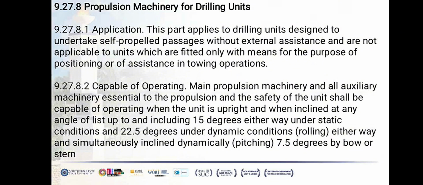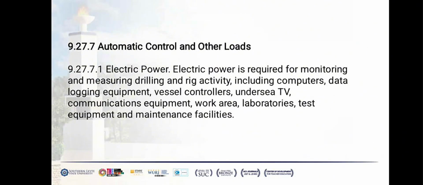Capable of operating. Main propulsion machinery and all auxiliary machinery essential to propulsion and the safety of the unit shall be capable of operating when the unit is upright and when inclined at any angle up to and including 15 degrees either way under static conditions and 22.5 degrees under dynamic conditions either way, and simultaneously inclined diametrically 7.5 degrees by bow or stern. Pneumatic control and other loads.